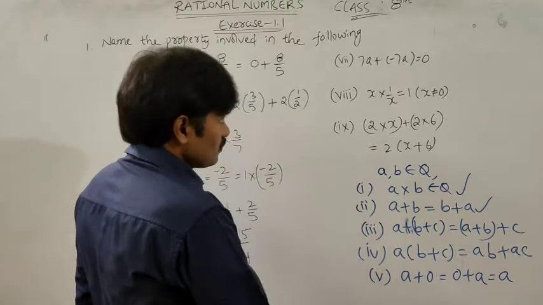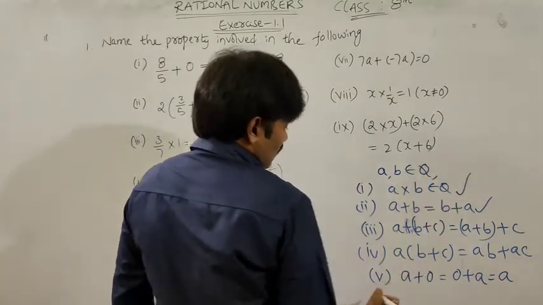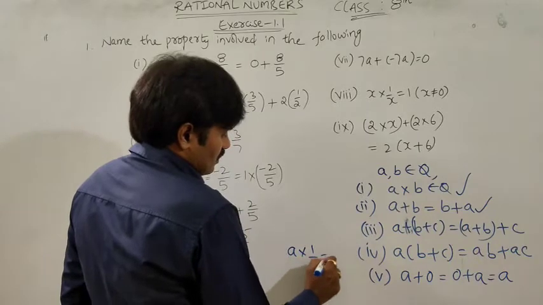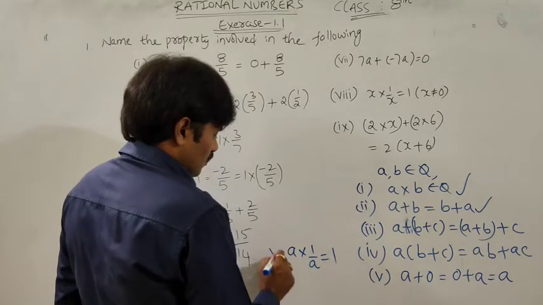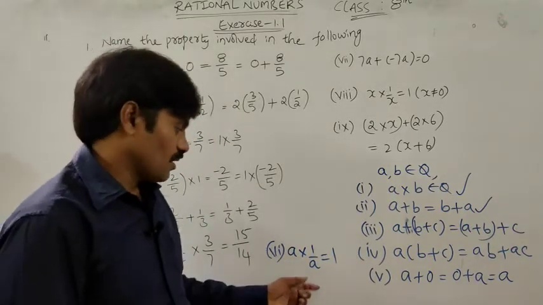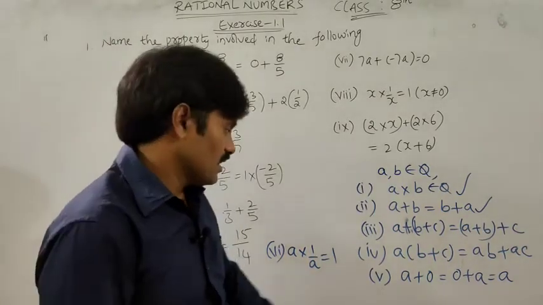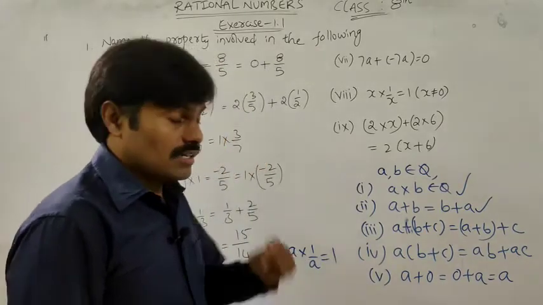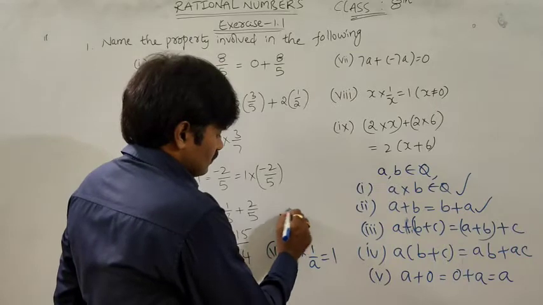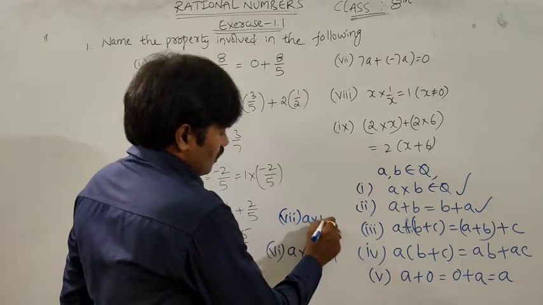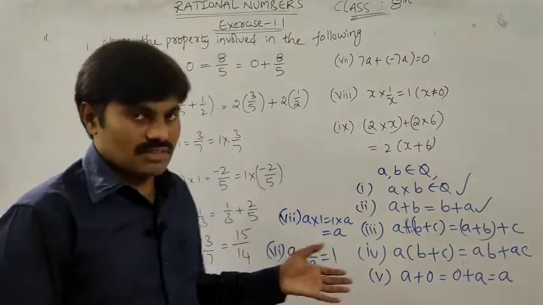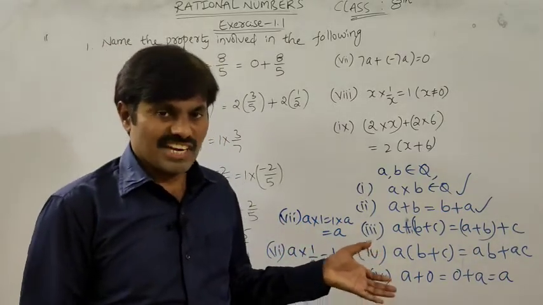What is this property? This property is called additive identity. And then a into 1 by a is equal to 1. We call this property the multiplicative inverse. What is the multiplicative identity? Yes, 1. So we can write it as a into 1 is equal to 1 into a is equal to a. So these are some of the properties of rational numbers.